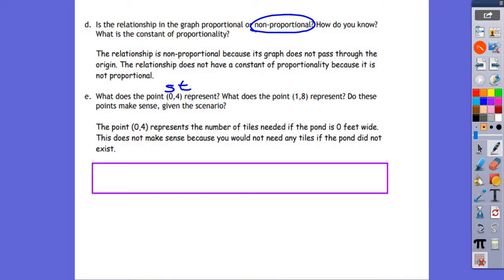The second part of that question says, what does the point 1,8 represent? So what is 1 representing? The one side. It has a 1 side length, so it's a 1 by 1. And what is 8 telling me? There's 8 tiles. 8 tiles will go around a 1 by 1 pond, a 1 foot by 1 foot pond. Does that make sense with the situation?